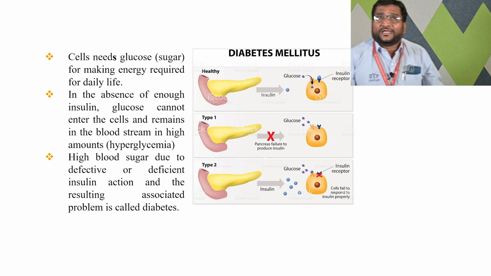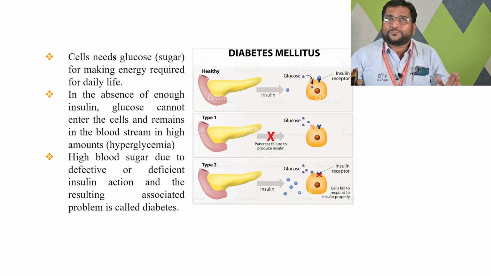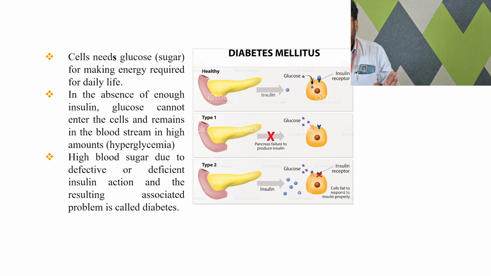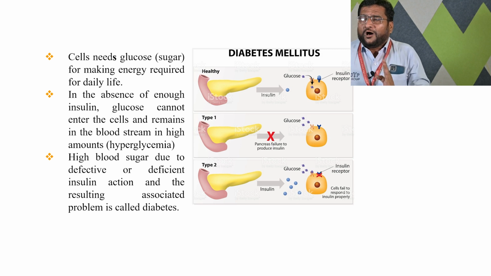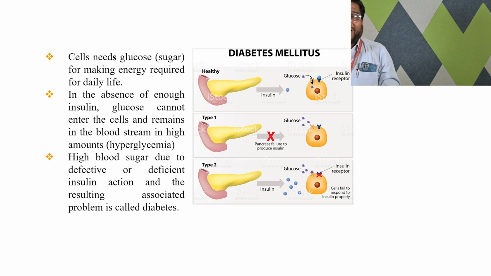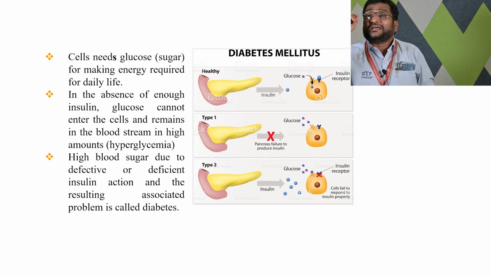So I repeat once again, every cell needs glucose for making the energy required for its daily life. That's why glucose is important, and the entry of glucose totally depends on insulin, like a key. So once insulin acts on specific receptors, binds to them, opens the door, and there is entry of glucose, then the further process is as usual. So here in type 1 there is absolute deficiency or absence of enough insulin. That's why glucose will not enter inside the cell. That is type 1. 5 to 10% of cases of diabetes mellitus are type 1.